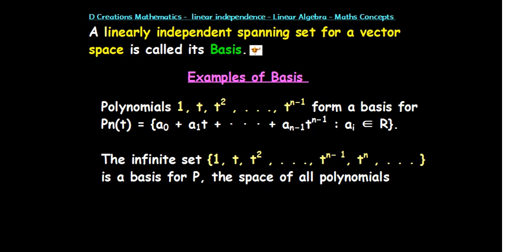What if we consider the space of all the polynomials together? Then the basis is infinite set 1, t, t square, t raised to n minus 1, t raised to n, and dot dot dot, it goes on. So note that basis can be finite as well as infinite.